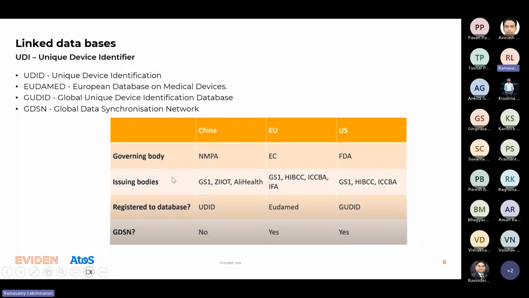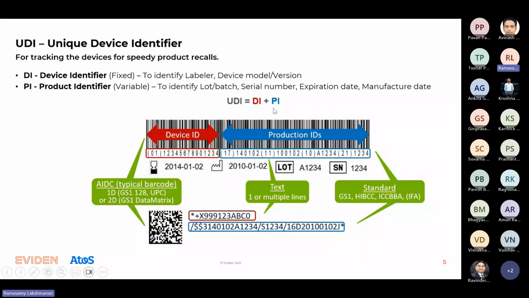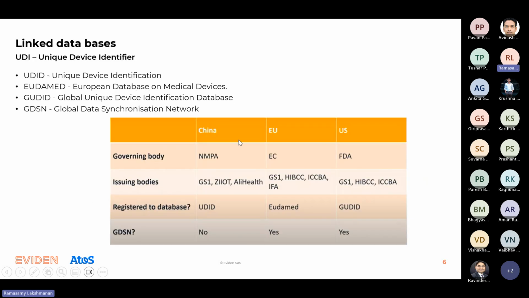So there are two things, right? DI plus PI. DI is the device identifier that is fixed. Somebody has to allot it, otherwise it will be taken by everyone. So that allotment body, the issuing body, will be GS1. Basically in Europe it is GS1 and in the US also GS1. Other than that, there are other issuing bodies also, HIBCC, ICCBBA. But generally, we'll be using GS1 only in all the countries.